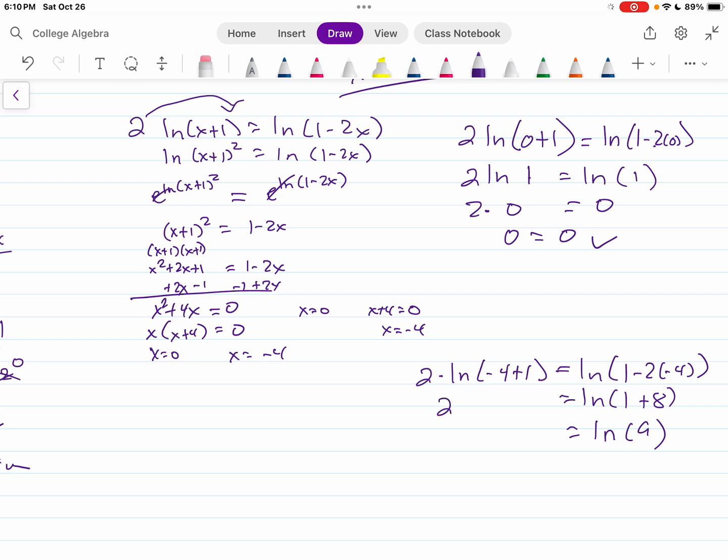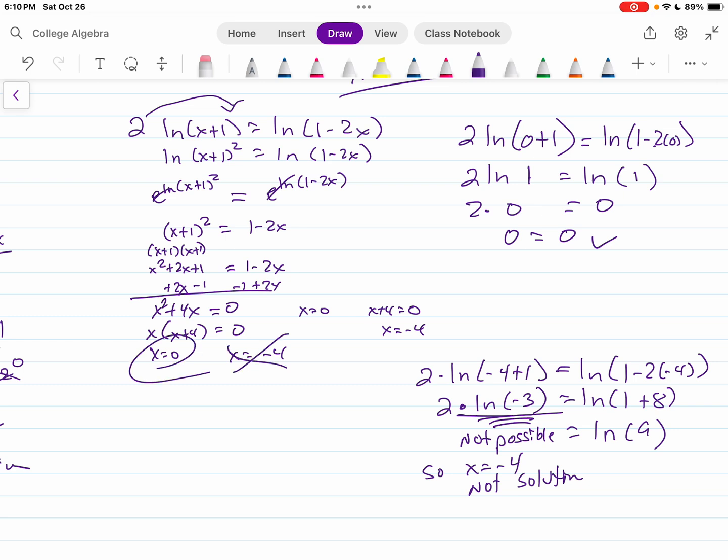My challenge is the other side. Now I have the ln of negative 3. This is not possible. We can't do it. So x equals negative 4 is not a solution. Remember, we cannot take the log or natural log, doesn't matter what type of log it is, of a negative number. So since we can't do it on the left side, for balancing purposes we just stop and say, hey, that's not an answer choice. And that means our only solution is x equals 0.